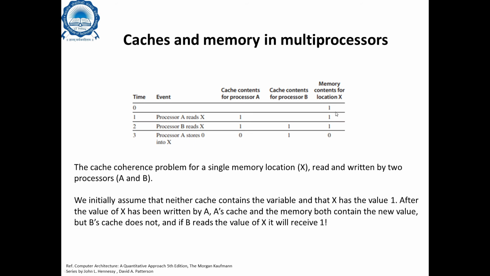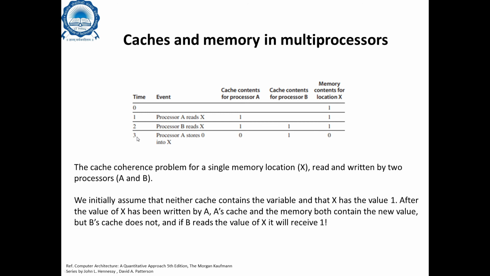Let's say that the RAM contents of location X was 1 at time instant 0. So in the next time instant at 1, the processor A is trying to read X, for example. Therefore the cache contents for processor A will be 1, because the data will be updated inside the cache, while the cache contents of processor B will still remain empty at time instance 1. In the next time instance 2, processor B now reads the memory value of X. So in that case, the cache contents of processor A remains 1, as well as the cache contents for processor B is now also 1, and the memory content is anyway 1.